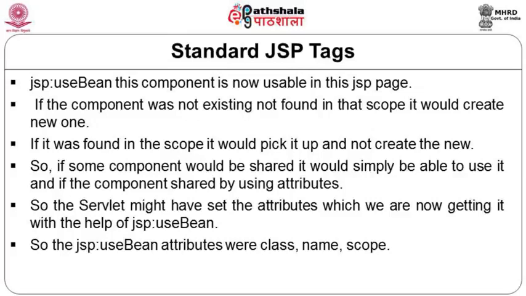So, a servlet might have set an attribute, which we are now getting with the help of jsp:useBean. The commonly used attributes were class, name and scope. Scope, we understand, has those 4 values. Name is the name of the attribute.